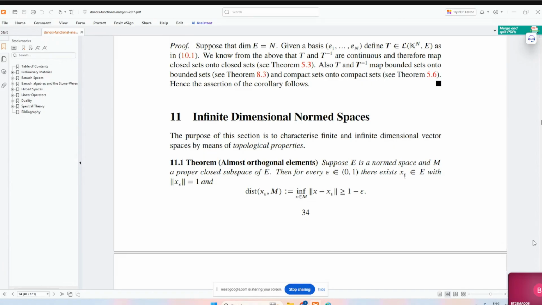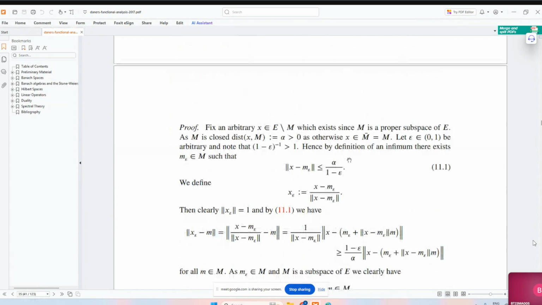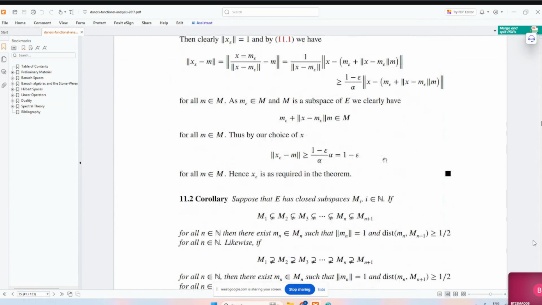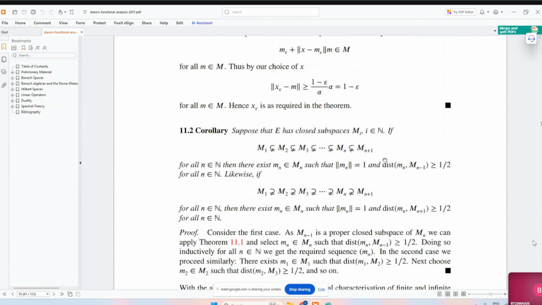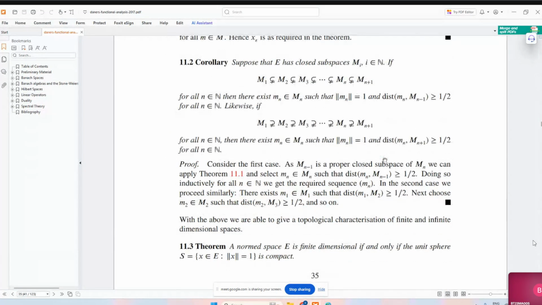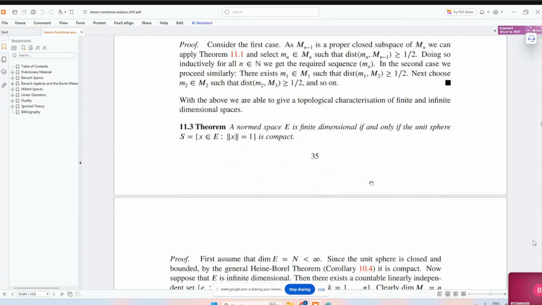So now we look at what is called, I'll see whether I should do this or not. I'll come to this point later. It's almost like orthogonal. It's called the Riesz lemma. I'll come to this later.